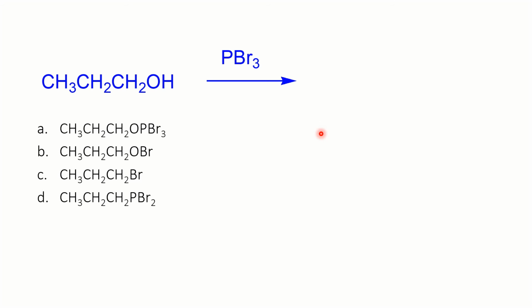A question like this is to familiarize yourself with the reagent, phosphorus tribromide. Remind yourself that this will convert the OH to a bromide, so therefore your answer should be C.